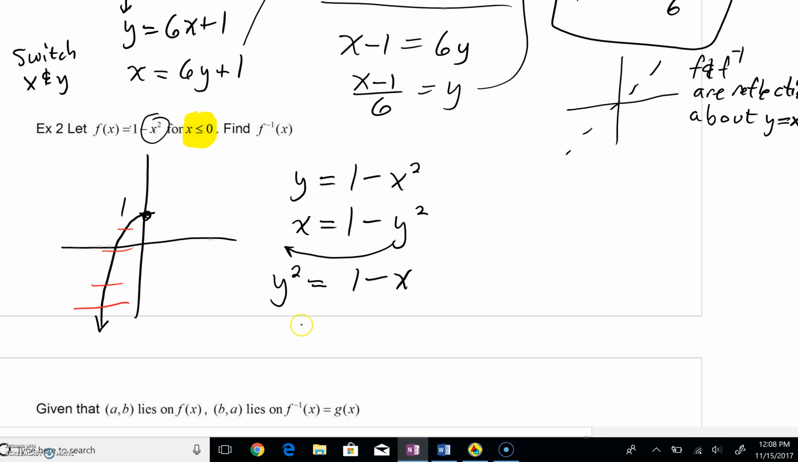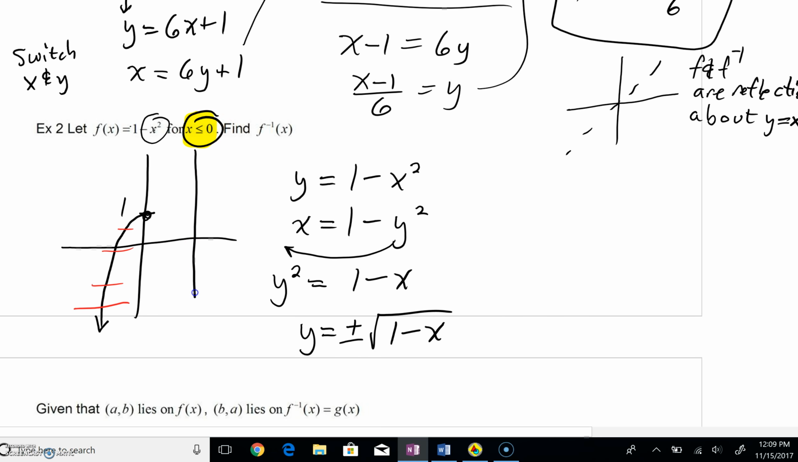And of course, as you're solving, when you take your square roots, what will puzzle kids is they'll say, well, I'm coming up with 2 distinct answers here. I'm getting y equals the positive square root of 1 minus x and y equals the negative square root of 1 minus x. And understandably, kids will think, well, my word, which one do I choose? You're not going to choose both.